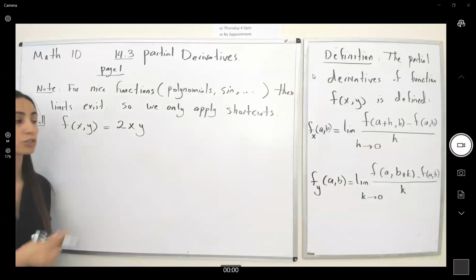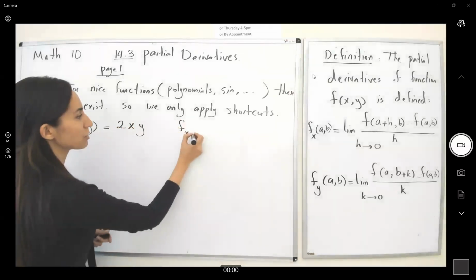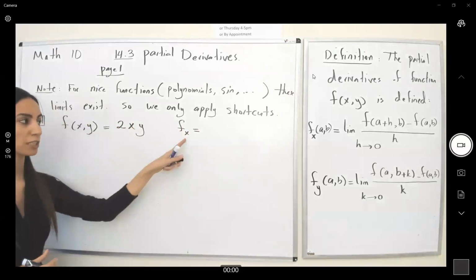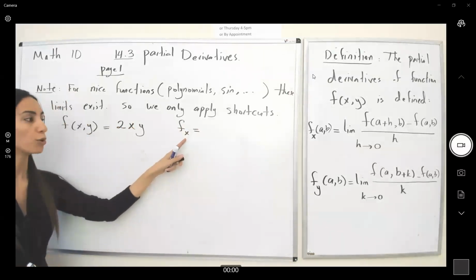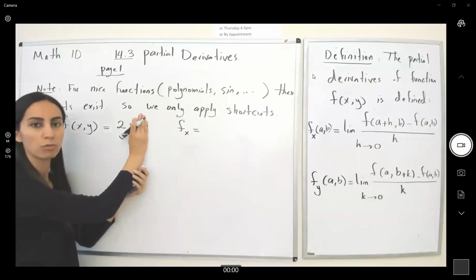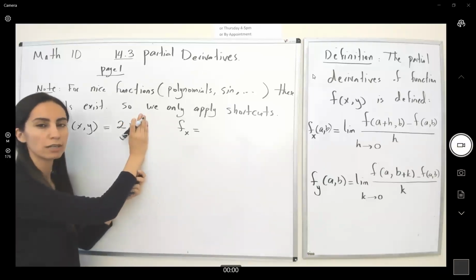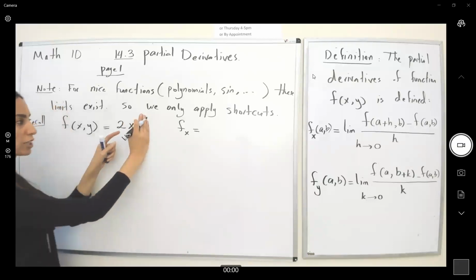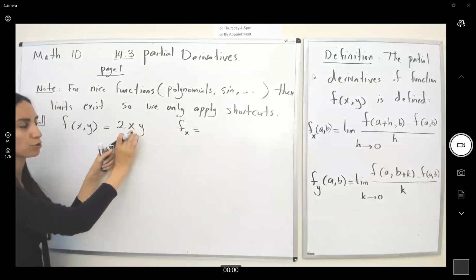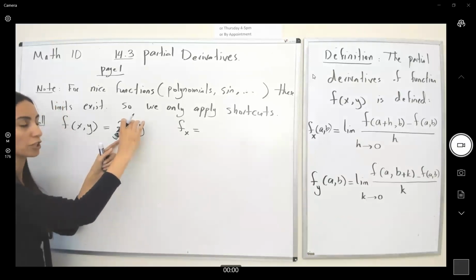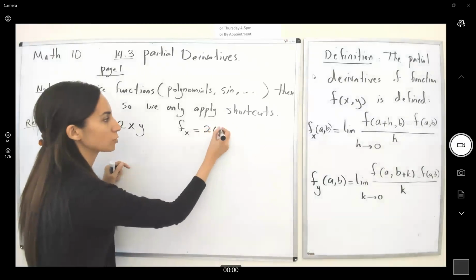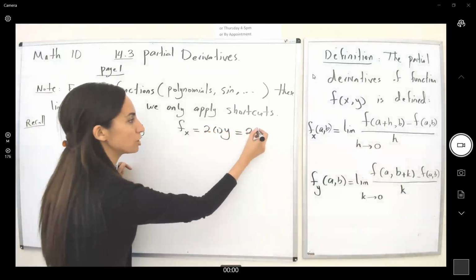What's the partial derivative of f with respect to x? Remember that when you're taking the partial derivative of f with respect to x, it means that the second variable, the y variable, is just a constant. So you're taking the derivative of this expression with respect to variable x. The derivative of x is equal to 1. So you have 2 times 1 times y, which is 2y.